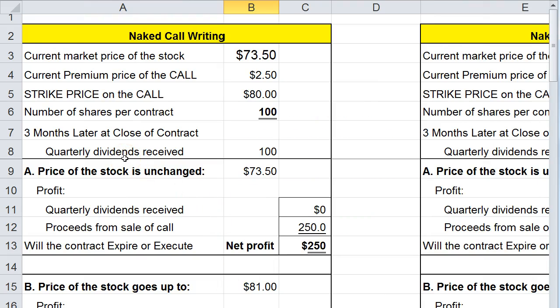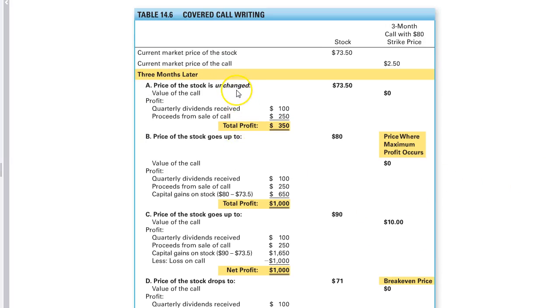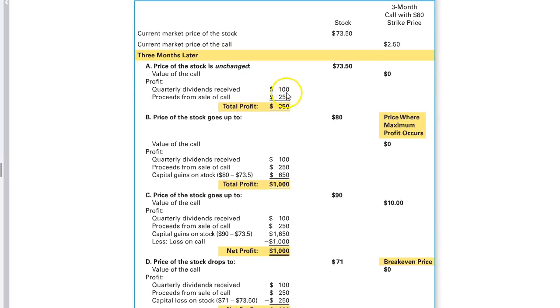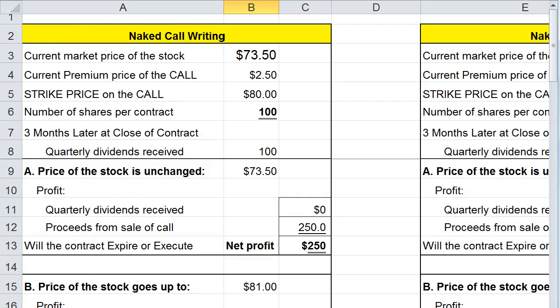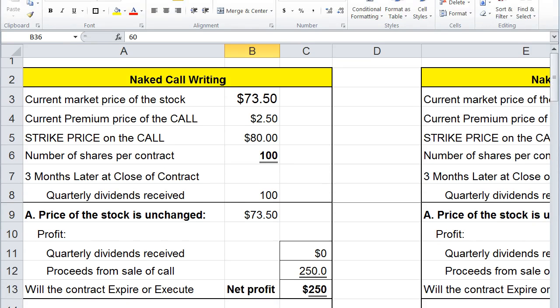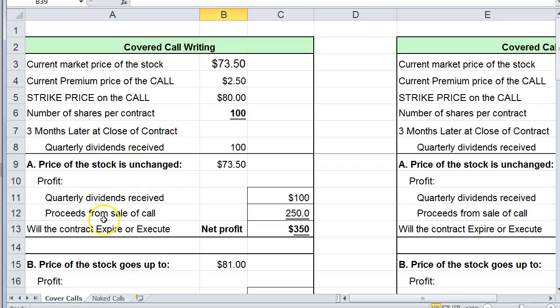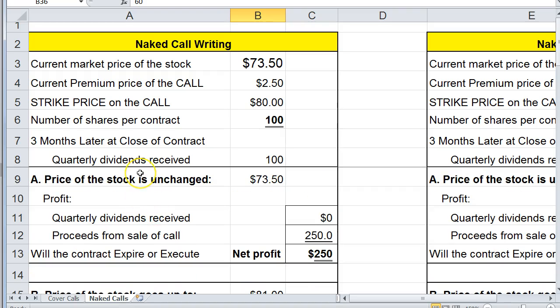I hope this has been helpful in understanding how to write covered calls and naked call contracts and earn money when you're writing the contracts. Remember that if you were confused with this spreadsheet, go to the textbook. The textbook nicely reinforces how to write covered calls, with a nice little breakout, and gives you a lot of additional details. In the spreadsheet, I have writing the covered calls and also writing the naked calls, which means writing contracts without owning a stock. So it's an important concept.